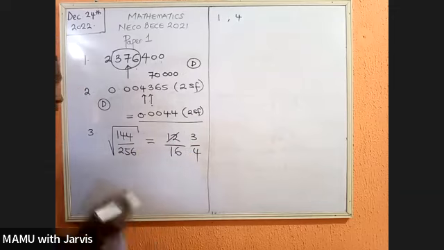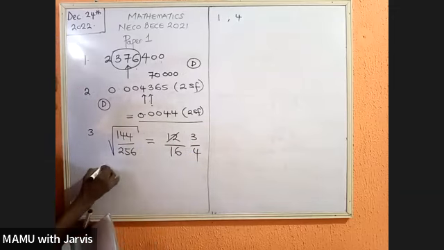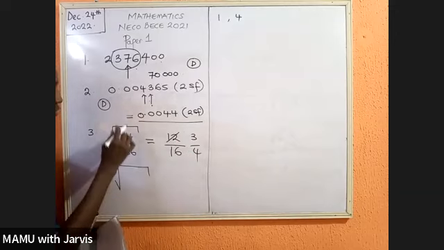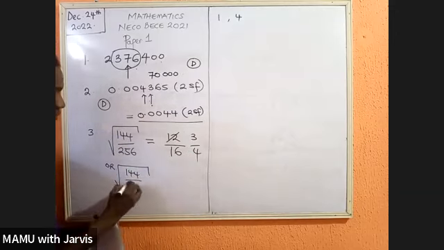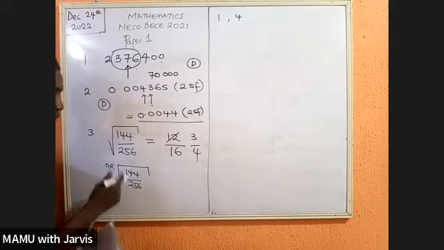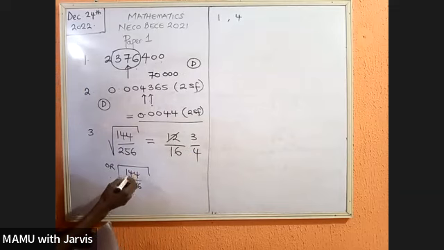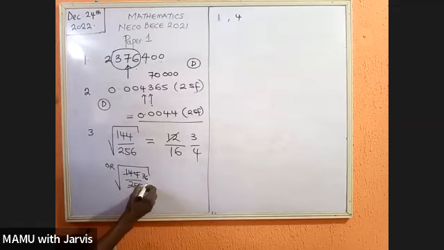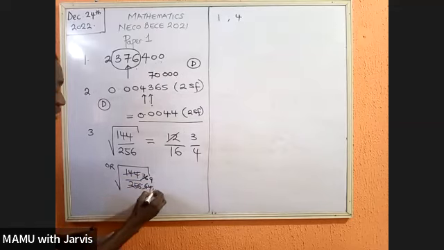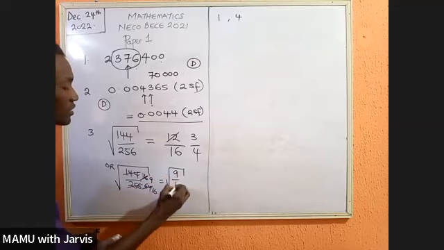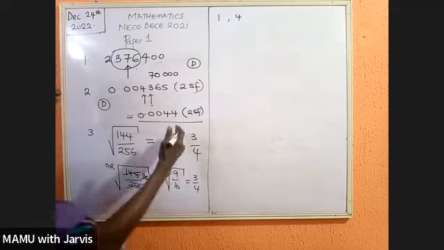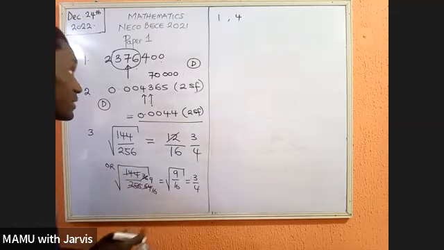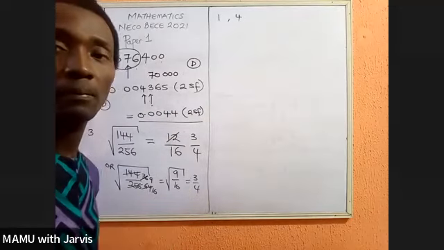Now that's one method. Another method would be I try to reduce this one first. What can divide top and bottom? 4. 4 can go into this, I will have 36. 4 can go into this, I'm going to have 64. 4 can go into this, I'm going to have 9. 4 can go into this, I'm going to have 16. So what's the square root of 9 over 16? That will be 3 over 4. So whichever method you use, you're going to arrive at the same answer. Okay?